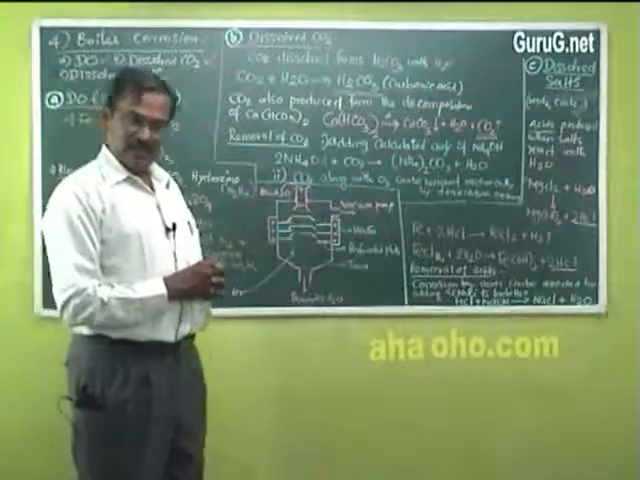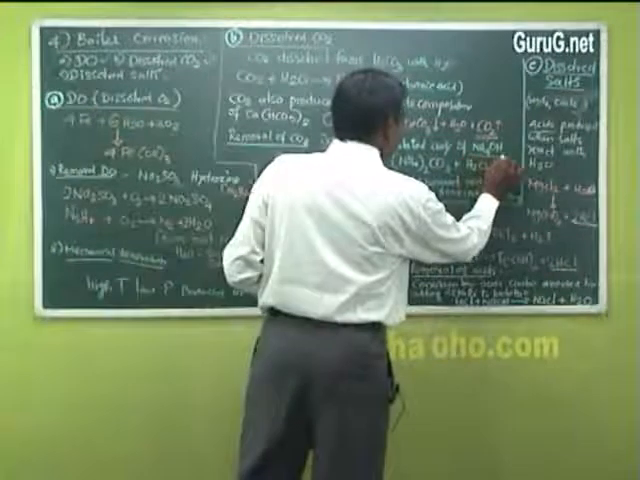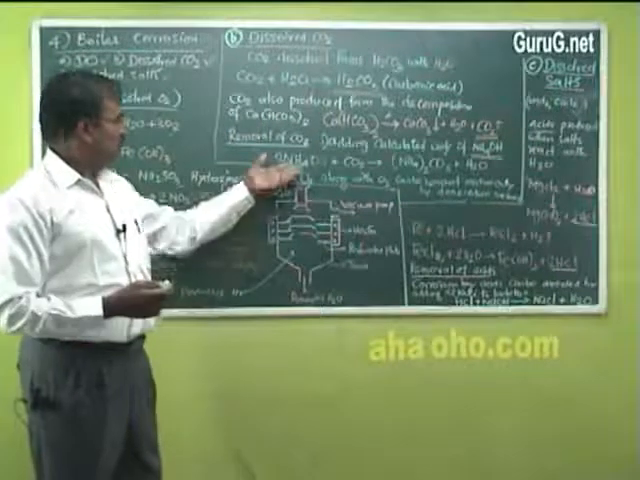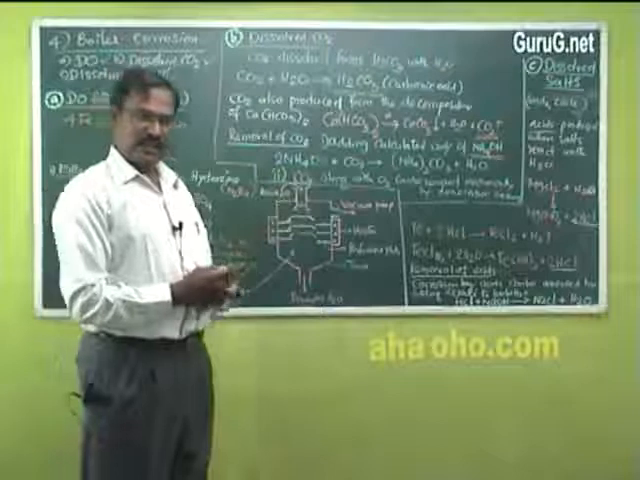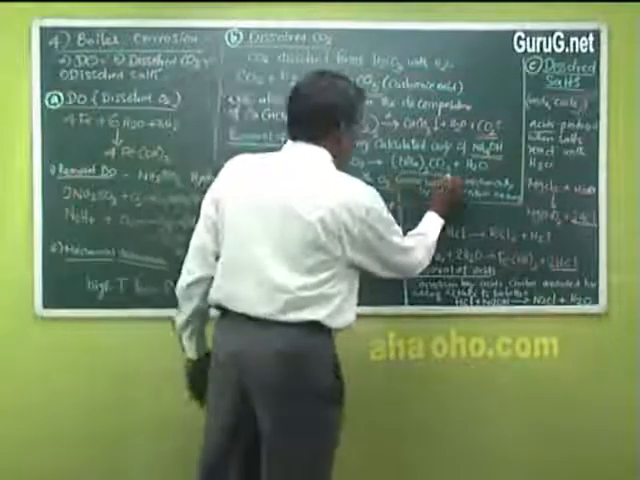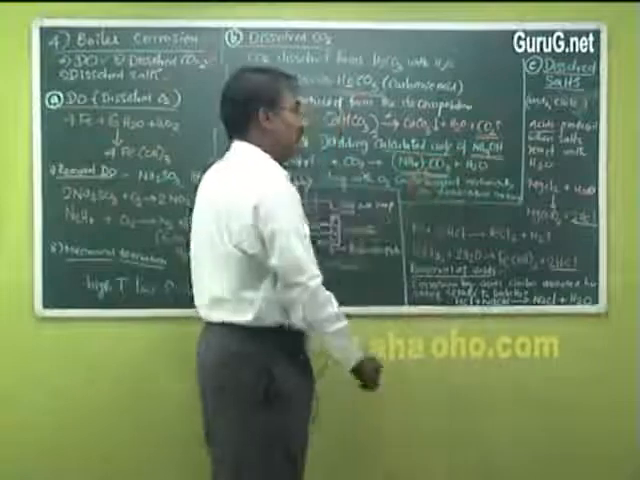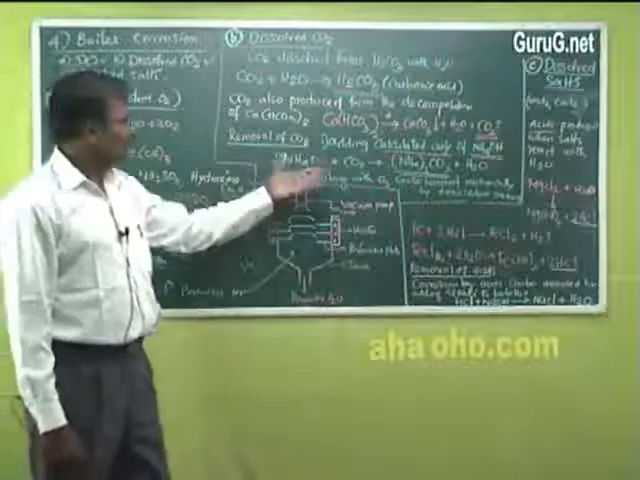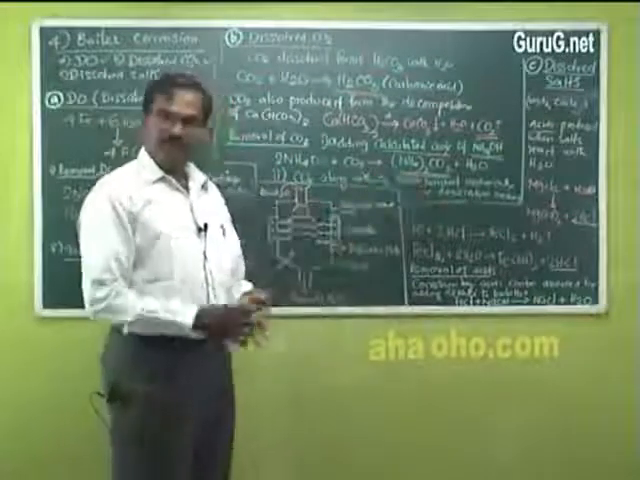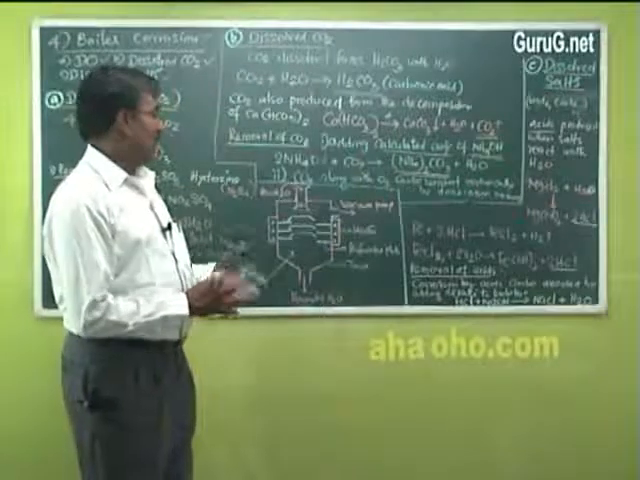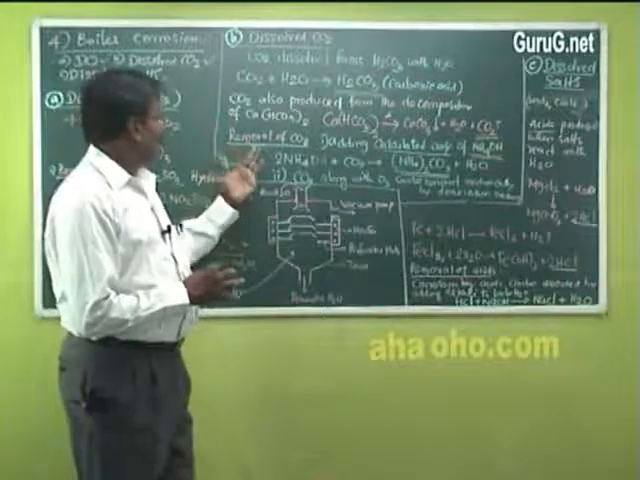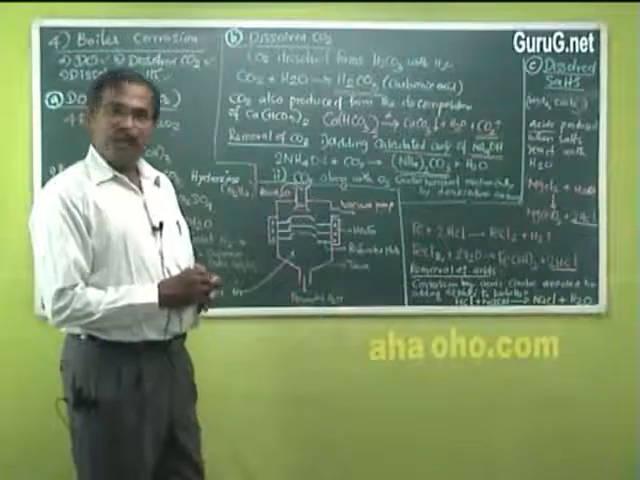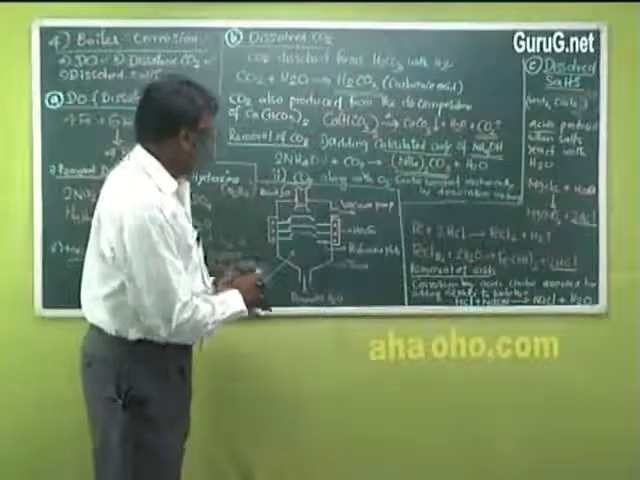Since it is an acidic oxide, it can be removed by adding a basic substance like ammonium hydroxide. So ammonium hydroxide, a base, and carbon dioxide, acidic, form ammonium carbonate. So a calculated quantity of ammonium hydroxide is added into the boiler feed water to remove carbon dioxide as ammonium carbonate. Ammonium carbonate being neutral, it is not going to give any corrosion. And CO2 can be removed by deaeration as we have done earlier.